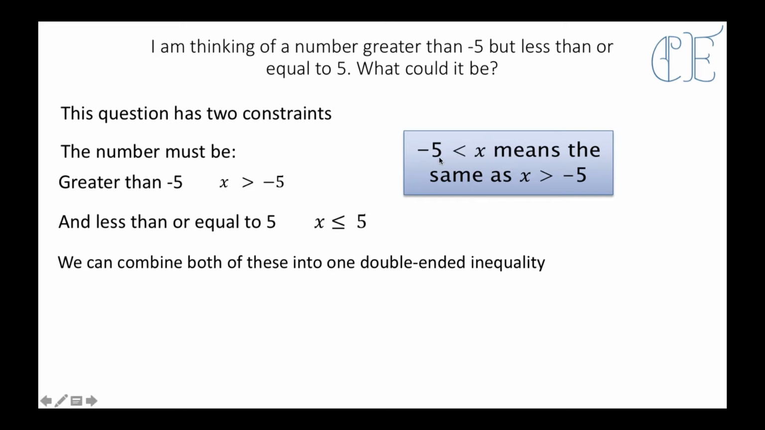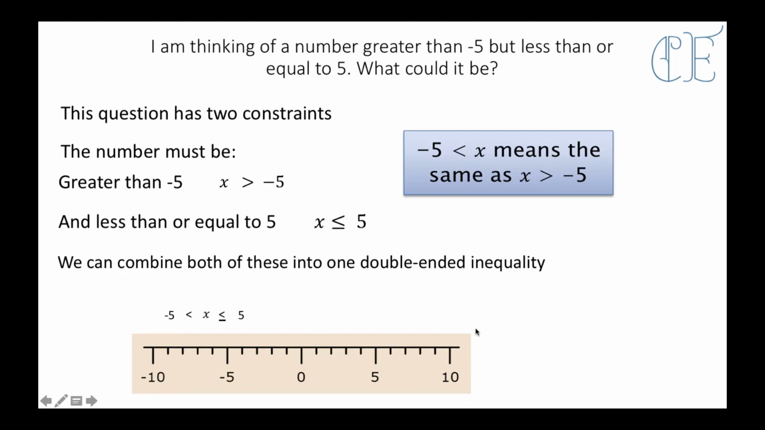So minus 5 is less than x means the same as x is greater than minus 5. So we can swap that around. So we can say minus 5 is less than x, because obviously x is greater than minus 5, which is less than or equal to 5. So we need to be able to put the x in the middle and switch these two around.